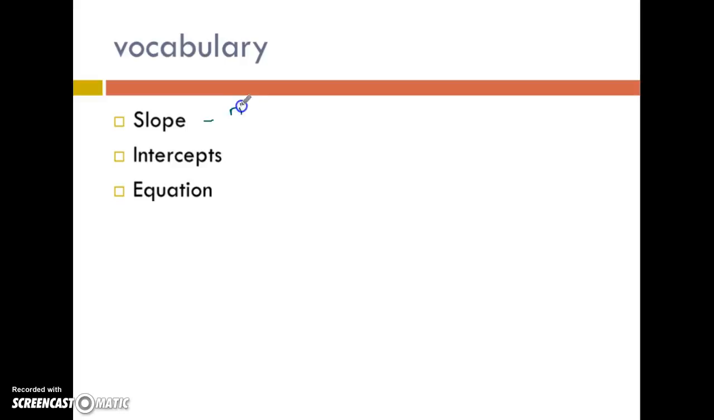Another way of thinking about this is rise over run, or like I said, the change in y values or coordinates over the change in x coordinates or values. So slope is the steepness of a line, and the rise over the run, or the change in y over the change in x of a line on a graph.